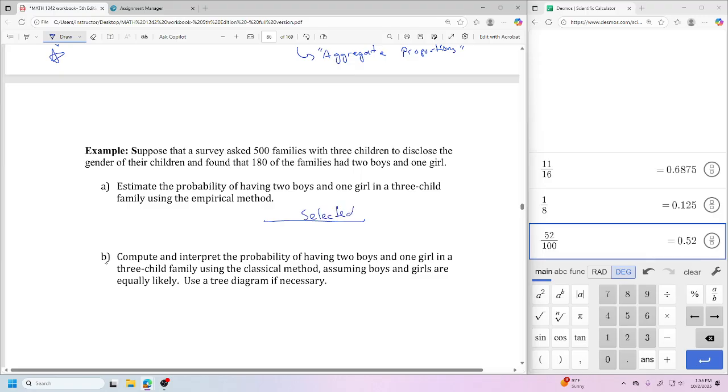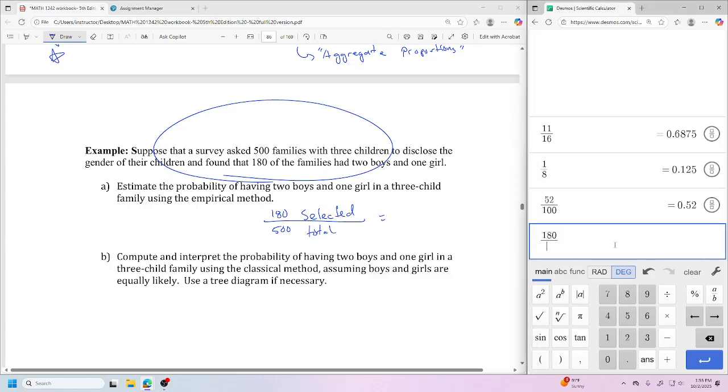What would be the selected? What would be the total? Just looking at this right here, give me some numbers. Yep, 180, and then the 500. You only have two numbers, and you need a selected and a total, and the selected will always be smaller on the top. So they're asking, what's the probability of having two boys and one girl? They say 36%, according to the numbers.